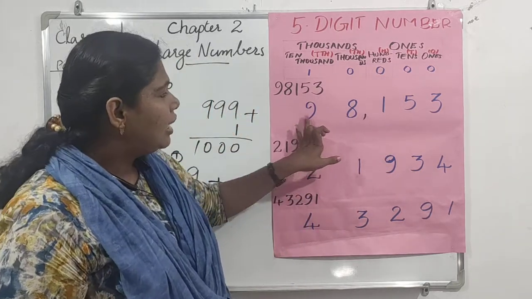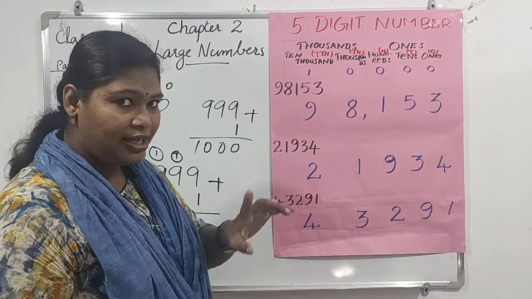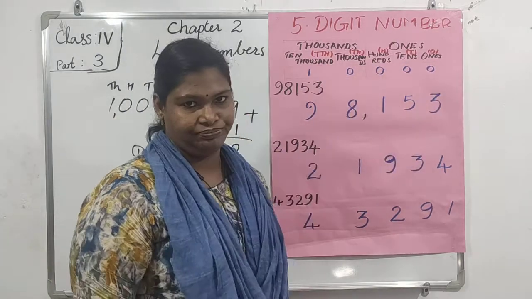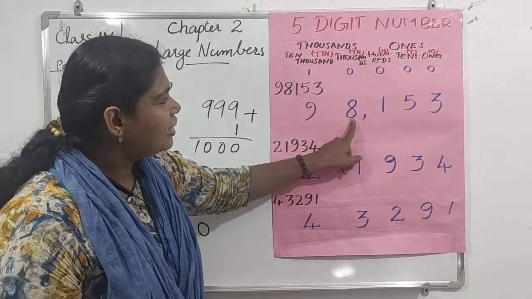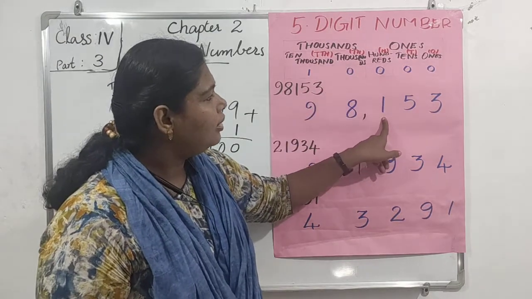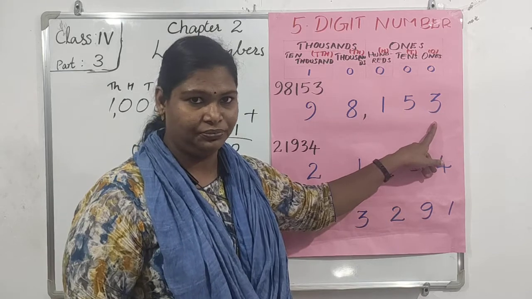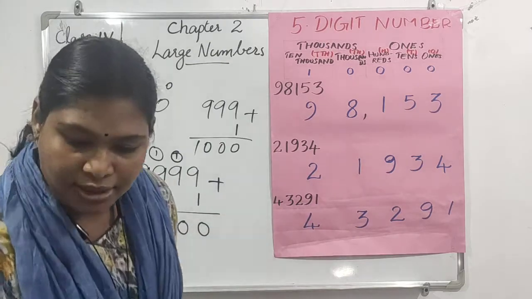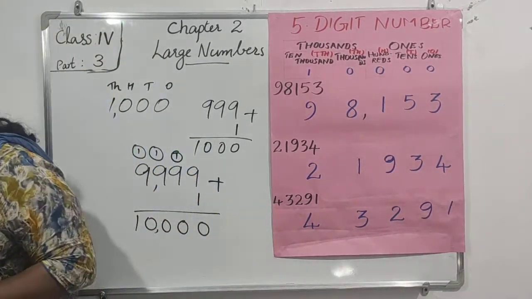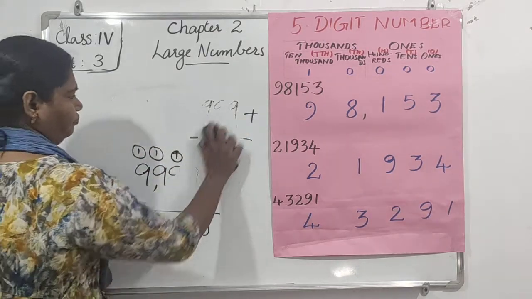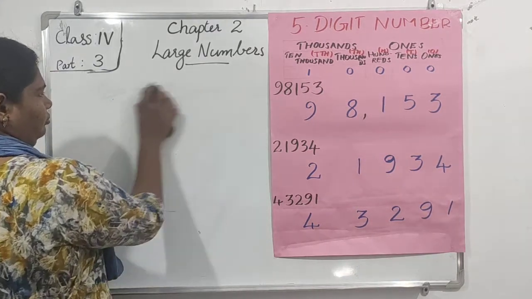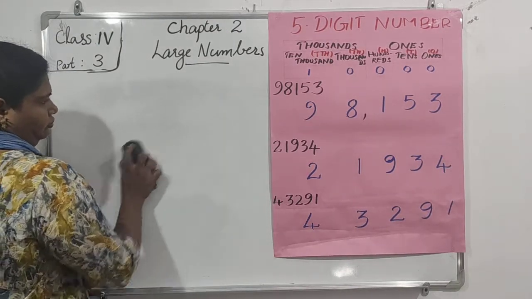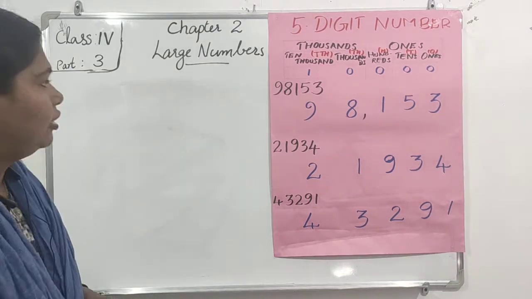Then how to read this? 98,000. Clear? 98,153. I hope you understand. You understood how to read this. And similarly, we can express that number in expanded form. In expanded form, how?